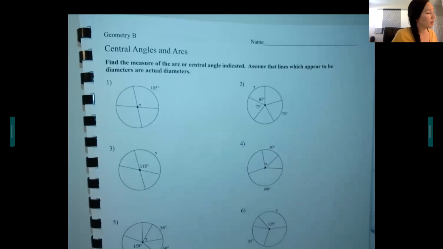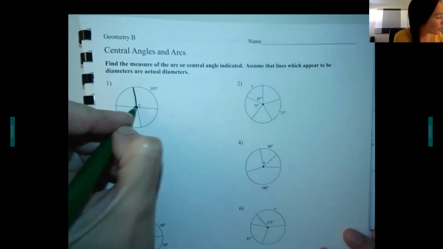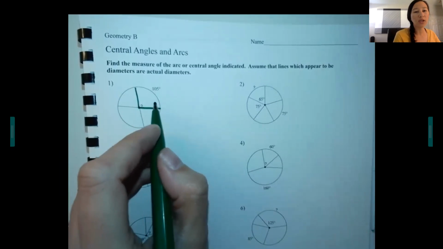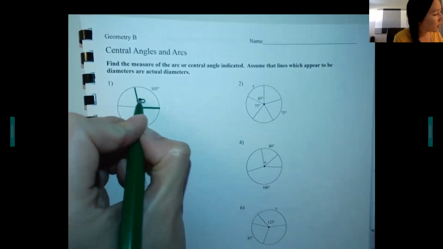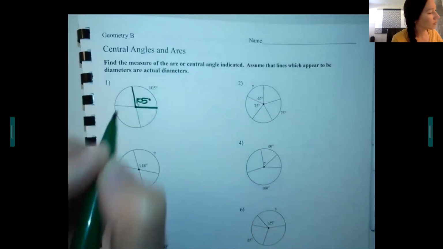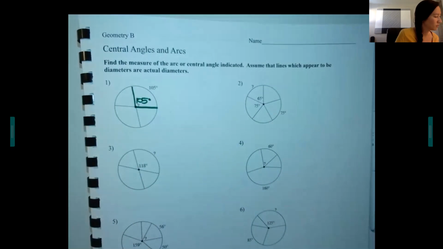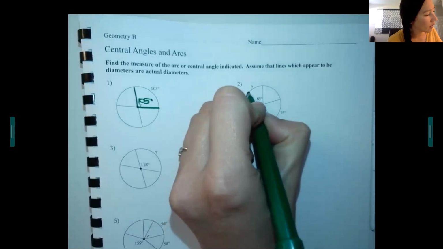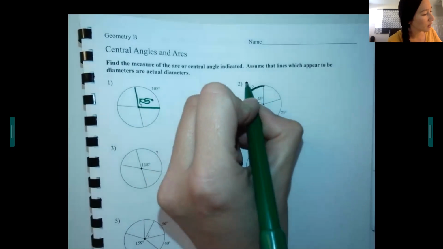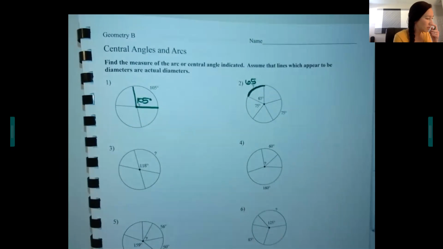So we need to find the measure of the arc or central angle indicated. Assume that lines which appear to be diameters are actual diameters. So we're trying to figure out this central angle. Well, we know that the arc is 105. We said the central angle and arc are equal to one another, so then that angle would also be 105 degrees. Number 2, we're trying to find this arc right here. Well, we know that its central angle is 65 degrees, which means that the arc would also be 65 degrees.